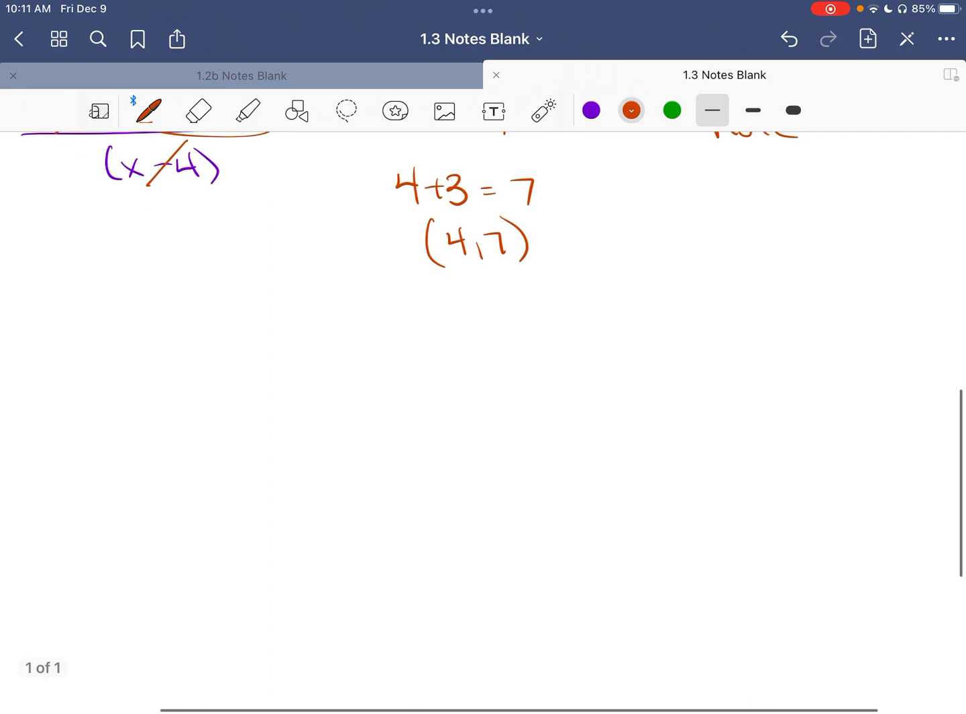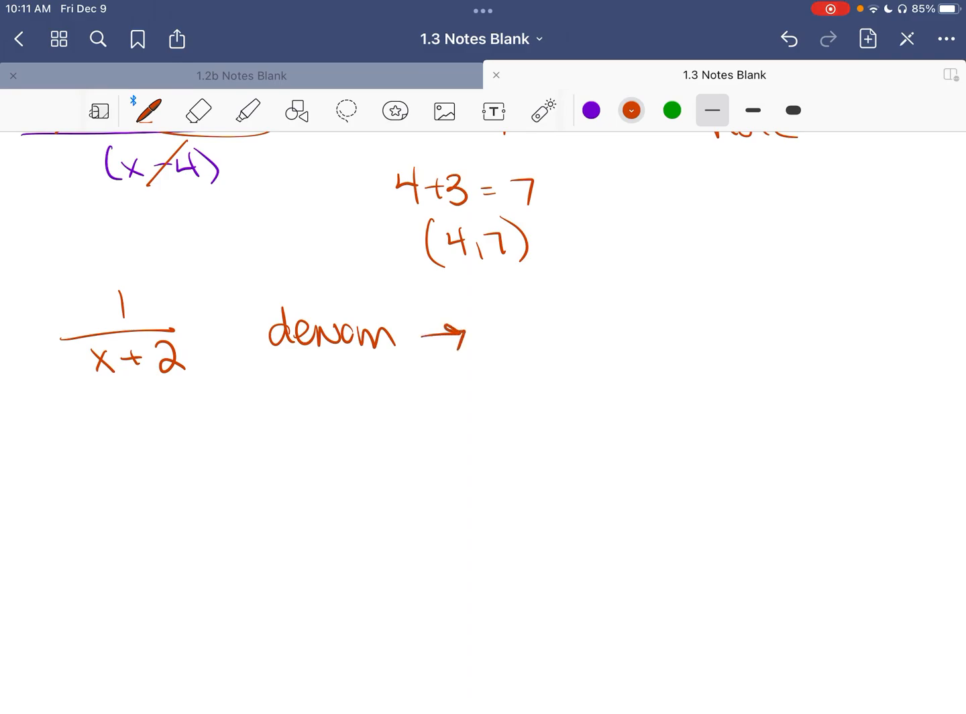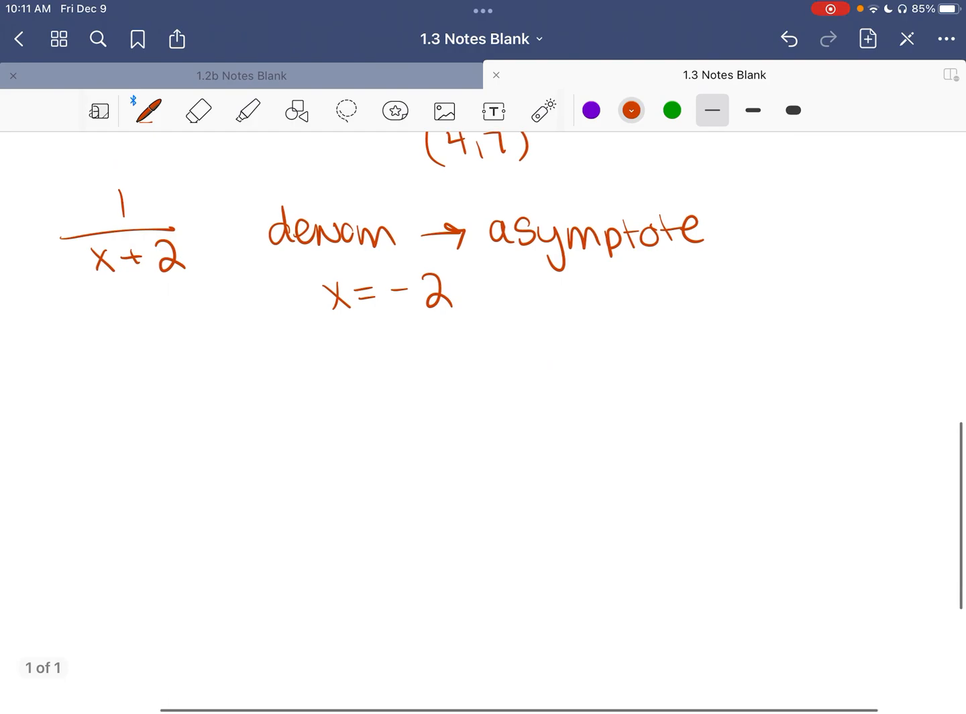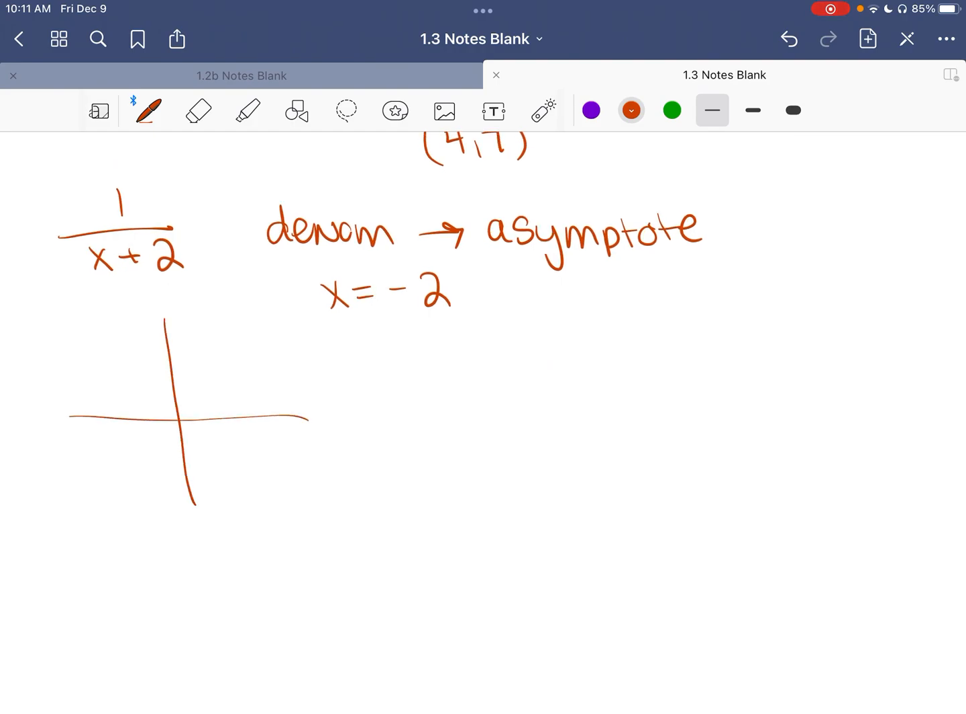The other type of zero we have would be if we had a function that looks something like this. If where your x goes to 0 in the denominator, that gets you an asymptote. So in this case, we've had an asymptote at x is equal to negative 2. So here's our quick sketch of our function. At negative 2, we have an asymptote. Our graph, I don't know, does something like that.